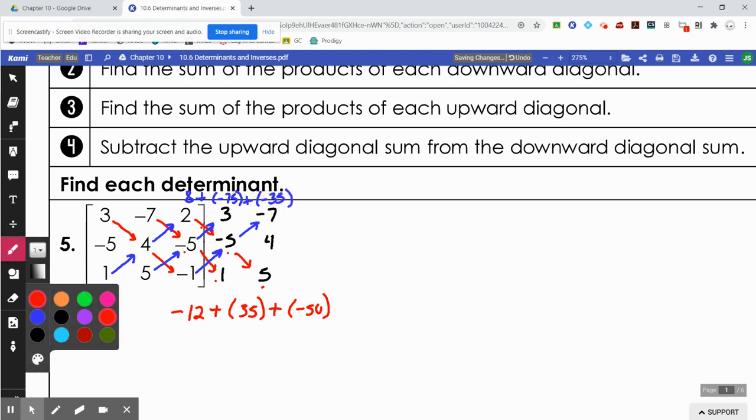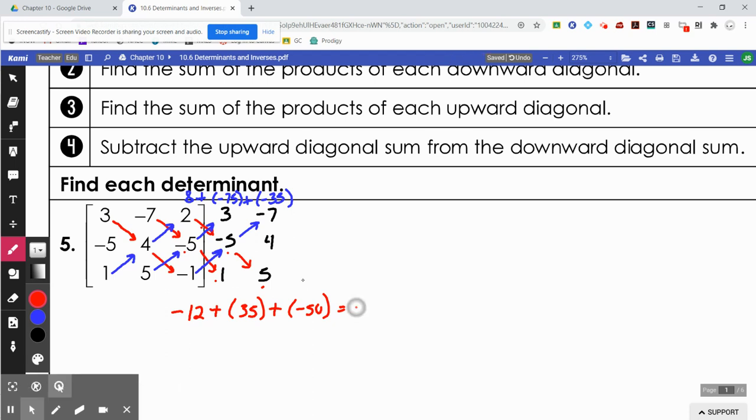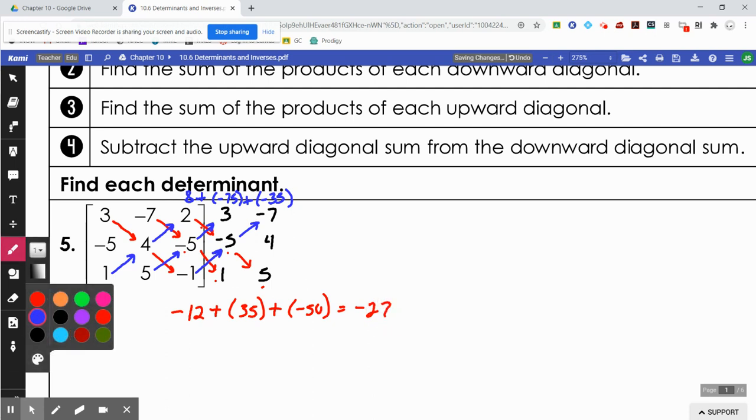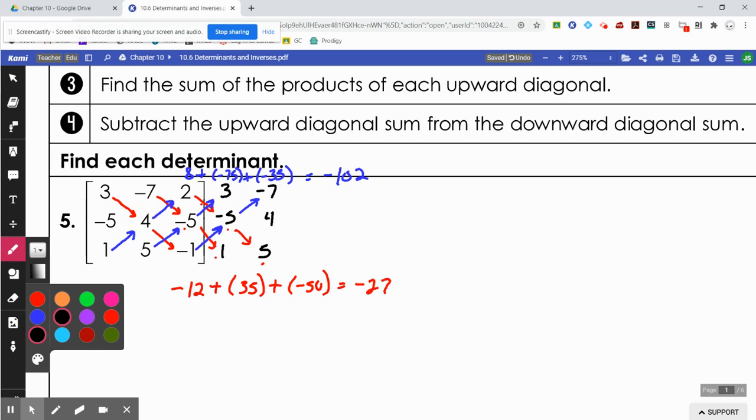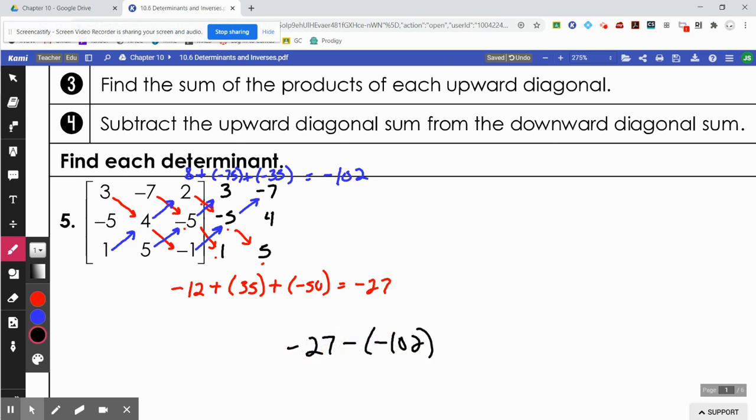So therefore, let me go ahead and add them together now. My downs were -12, 35, and -50, which is -27. My ups, 8, -75, -35 is -102. So now we simply do down minus up still. That's going to be minus minus is a plus. -27 plus 102 gives me 75 is my determinant.